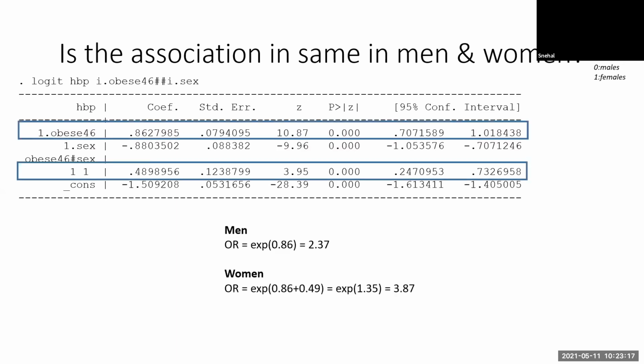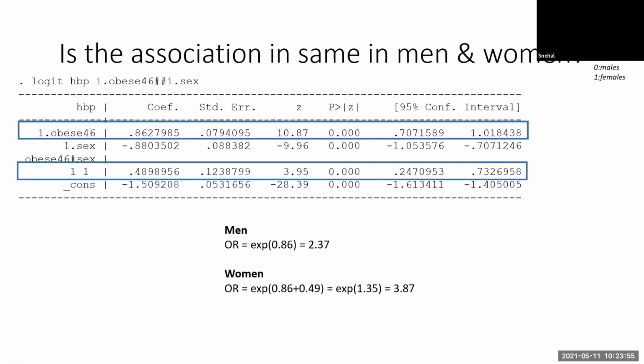So what we did before now is we were able to find the odds ratio for obesity, comparing obese to non-obese in men, is this coefficient, which we exponentiate to get 2.37, okay? And then for women, we have to exponentiate this coefficient for obesity plus this extra bit that you have to add on because you're a woman and you're obese. Yeah, so it's 0.86 plus the extra bit of 0.49, which is the odds ratio of 3.87.